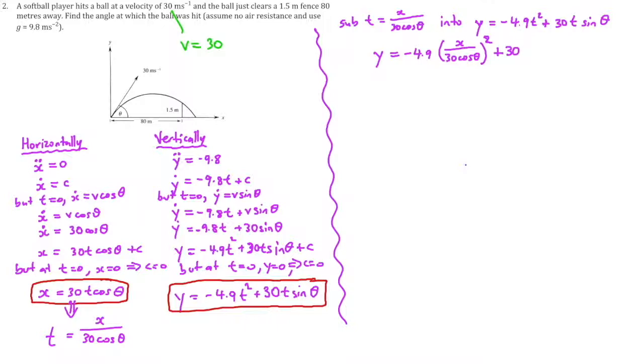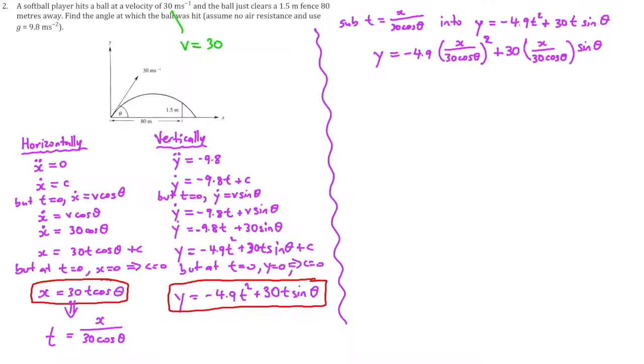Now, how will I write this one? Let's just think about it for a second. Oh, we'll leave it as is. Bracket x over 30 cos theta, sine theta. So when I look at this now, what am I going to do? I need to tidy it up a bit.